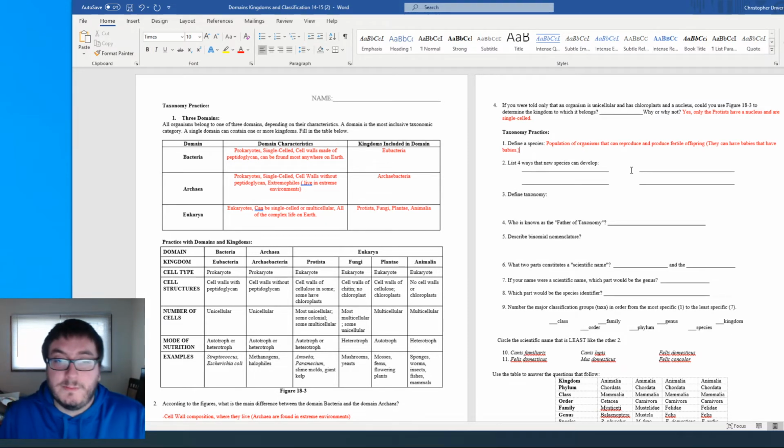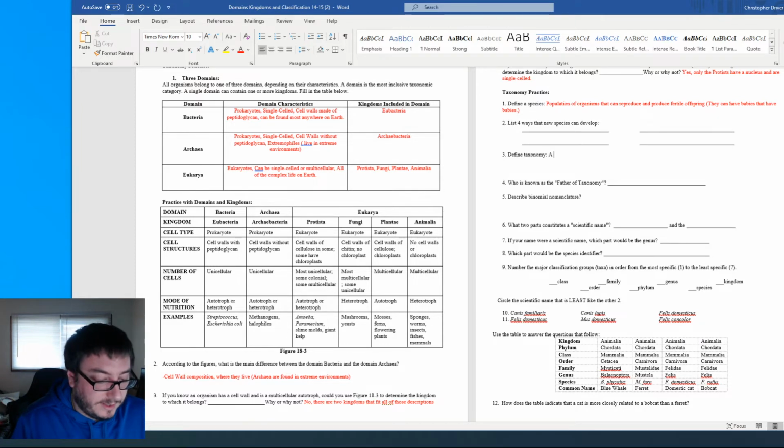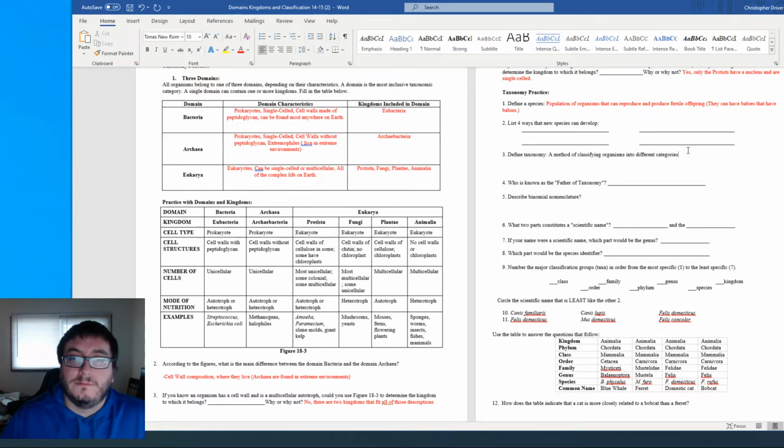So we're going to skip number 2. List the 4 ways species can develop. I did not go over that in class. Define taxonomy. That should be an easy one. We did talk about this early on in the class or in this week's notes. So taxonomy is, I'm just going to say, a method of classifying organisms into different categories. So, pretty simple description here. I'm not going for anything crazy.